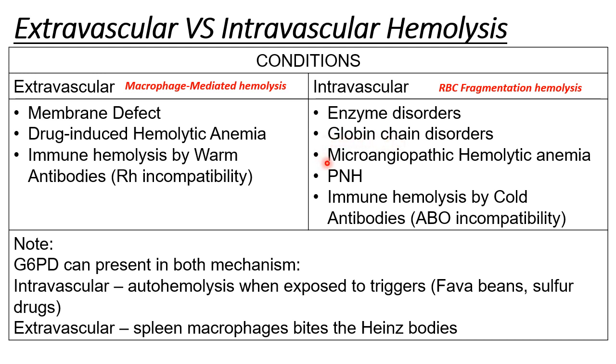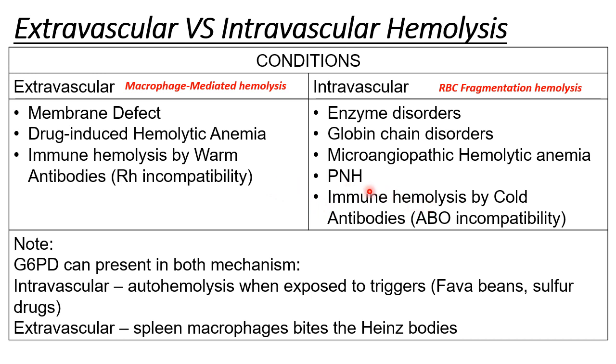Next example of conditions are your microangiopathic hemolytic anemia. Micro means small, angio means blood vessels. So, small vessels ang may problem dito. PNH, again, basa nyo ito kanina, right? PNH stands for paroxysmal nocturnal hemoglobinuria. And ano ang defect or deficient dito sa PNH? It has a deficient CD55 and CD59. And lastly, one example of intravascular hemolytic anemia is immune hemolysis caused by cold antibodies such as in ABO incompatibility.